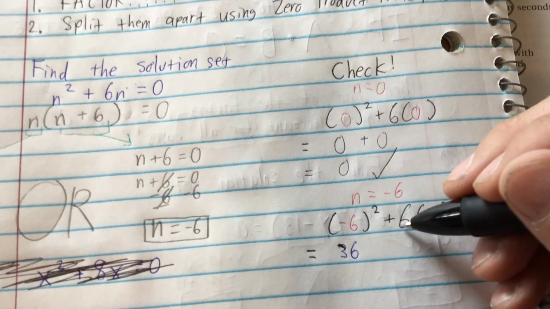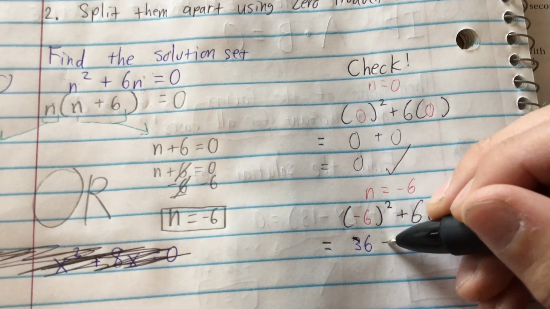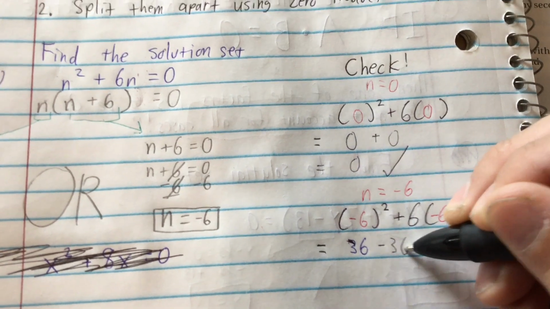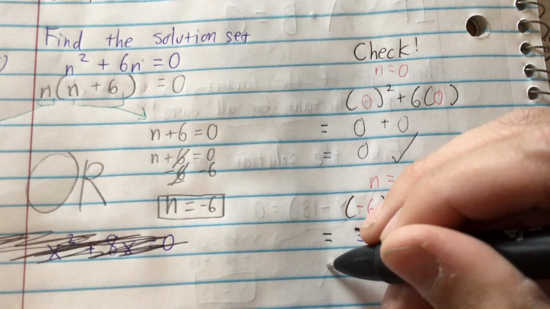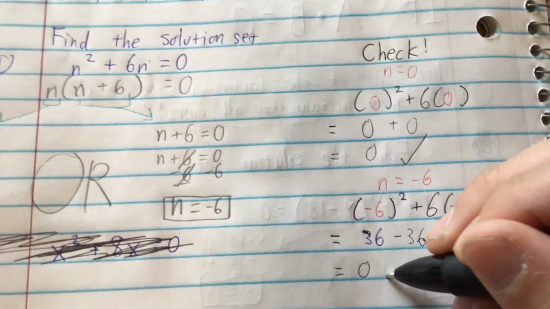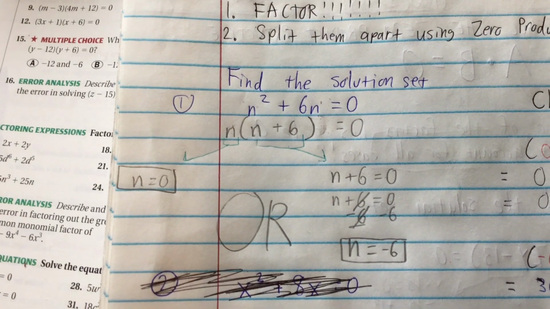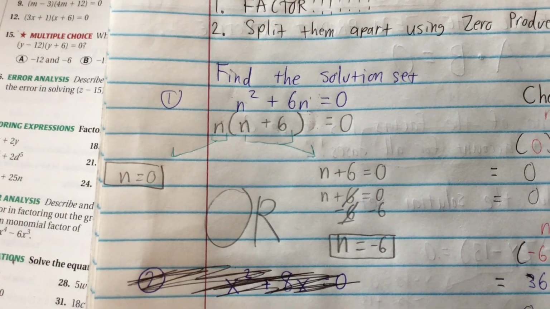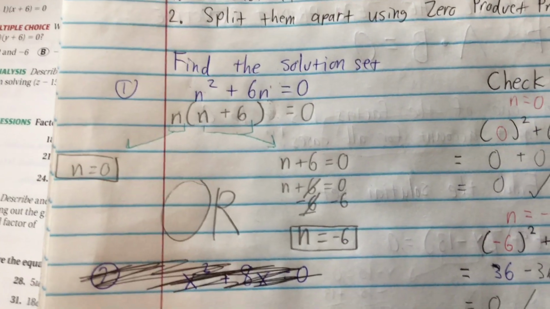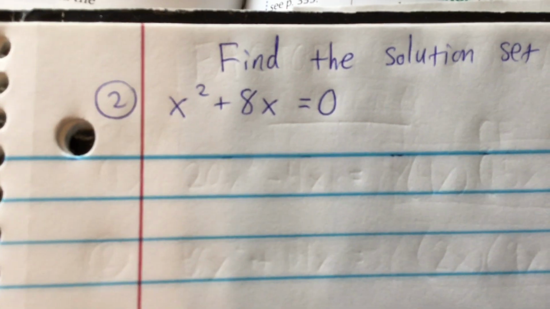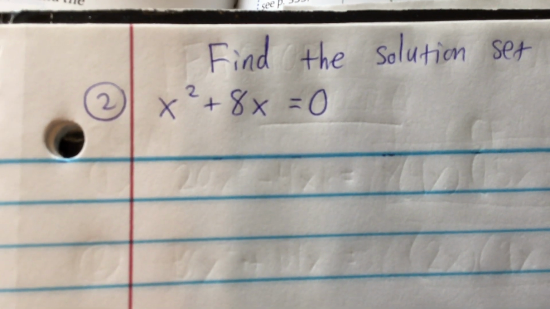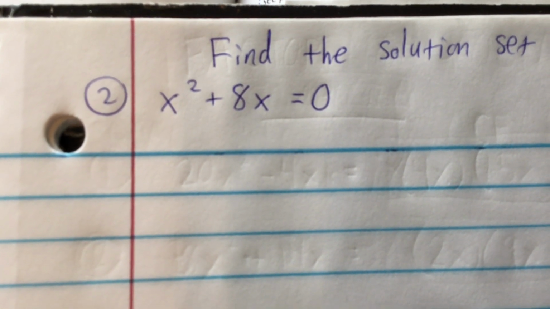Positive 36. Positive 6 times negative 6 is negative 36. 36 minus 36 is 0, and that's what I wanted. There are two ways to get the solution set. I wanted this whole thing, n squared plus 6n, to equal 0. Two ways. See if you guys can do problem number 2 on your own. X squared plus 8x equals 0. Show the work.